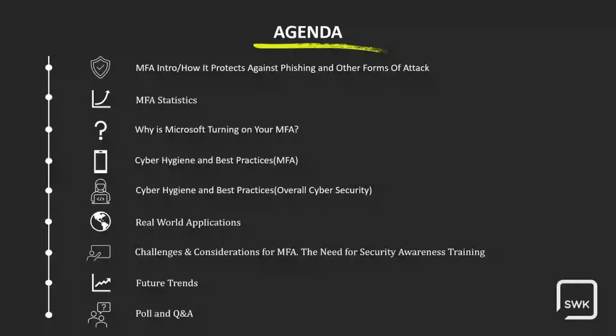So today, we're going to be going over a few different things related to MFA and other cybersecurity measures. Just a brief rundown of the agenda. I'm going to start with an intro to MFA and how it protects against phishing and other forms of attack. From there, I'll transition right over into some MFA statistics, then go into why Microsoft is turning on your MFA, some cyber hygiene best practices, both for MFA and overall cybersecurity, and then also take a look at some real world applications and industries that rely on MFA, and then take a look at some challenges and considerations, and the need for security awareness training, and then finally finish up there with some future trends and a Q&A.